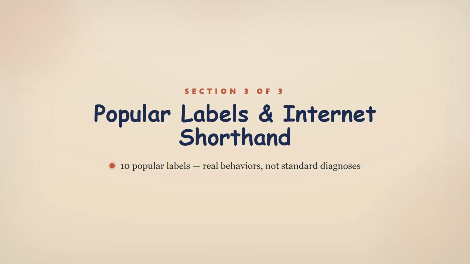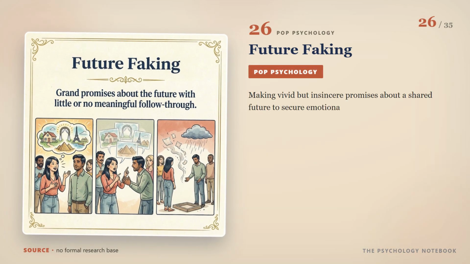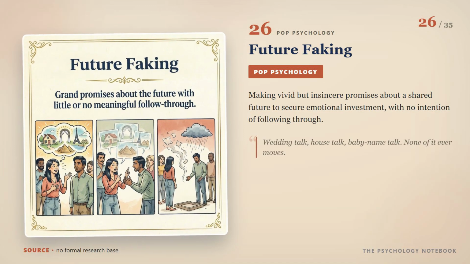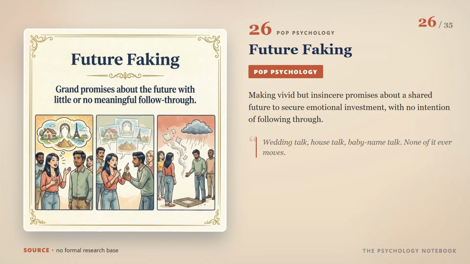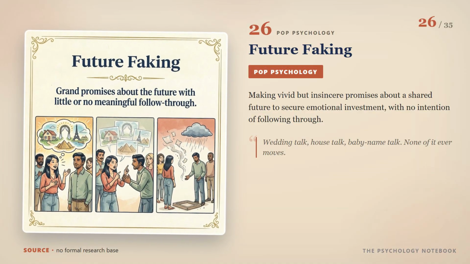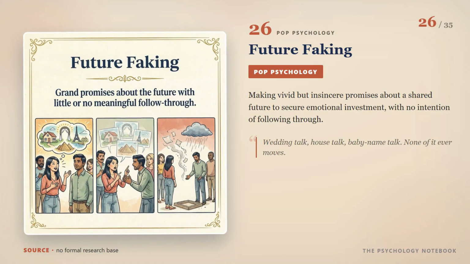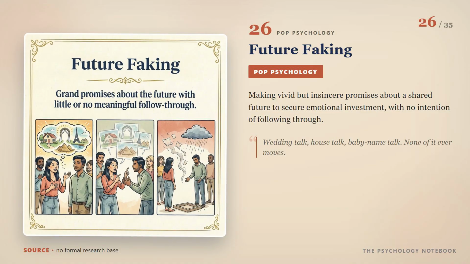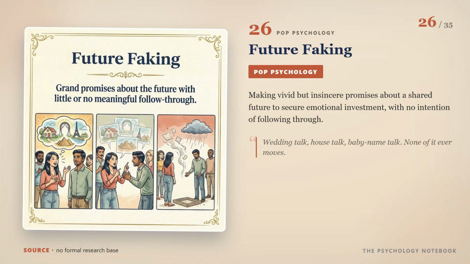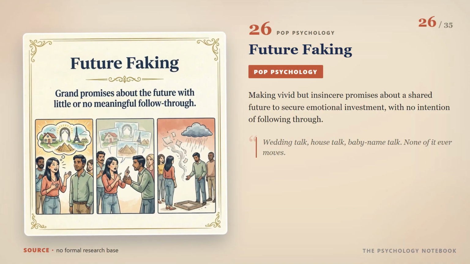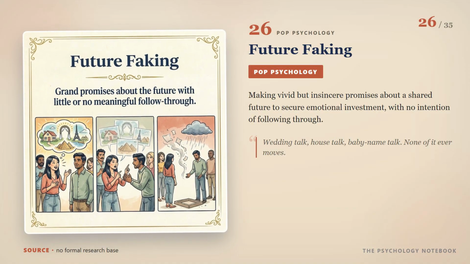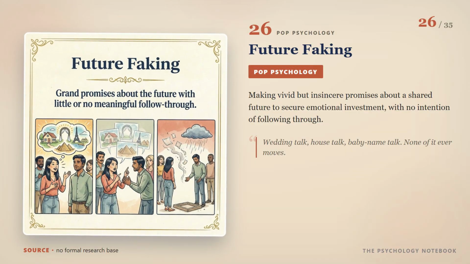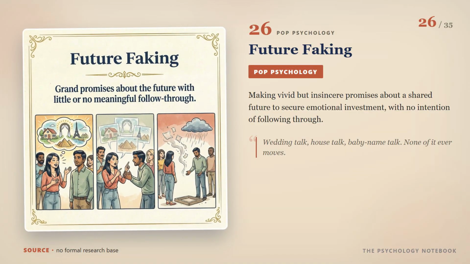26. Future faking. Let's begin this section with future faking. Future faking means making elaborate promises about a shared future to keep someone emotionally invested without taking meaningful steps toward that future. Let's say you hear a lot of wedding talk, house talk, even baby name talk. The future sounds detailed, but nothing ever moves beyond the conversation. Now, one plan falling through is not future faking. Look for a repeated pattern of grand promises with very little follow-through.